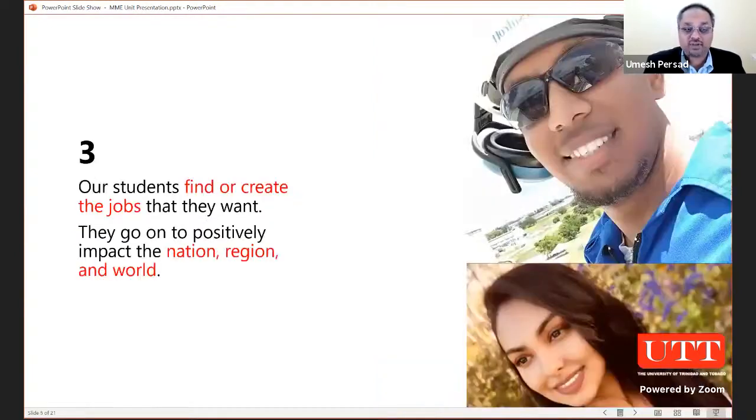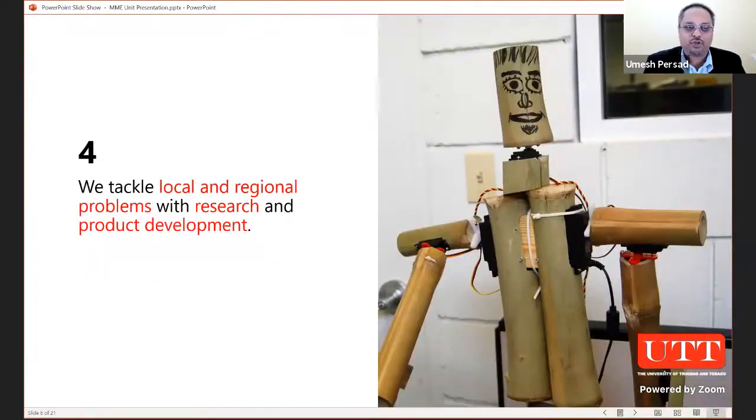Third, our students find or create the jobs that they want, and they go on to positively impact the nation, region, and world. So in terms of our unit, we train students, yes, to get jobs, but in addition, there is a very strong entrepreneurship component where we train our students to create their own business ventures as well. And fourth, we tackle local and regional problems with our research and our product development.